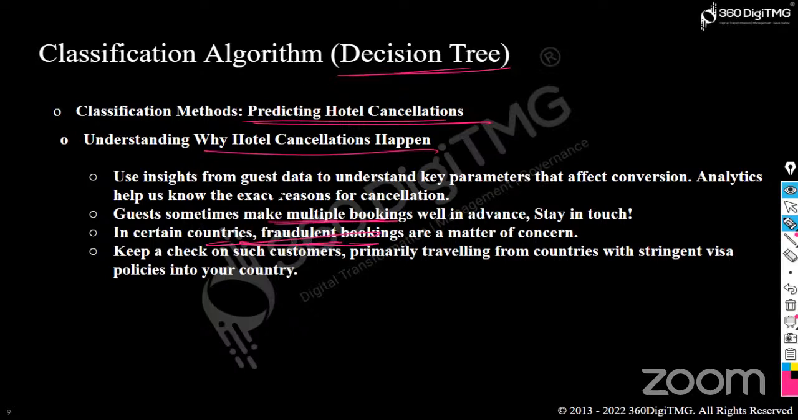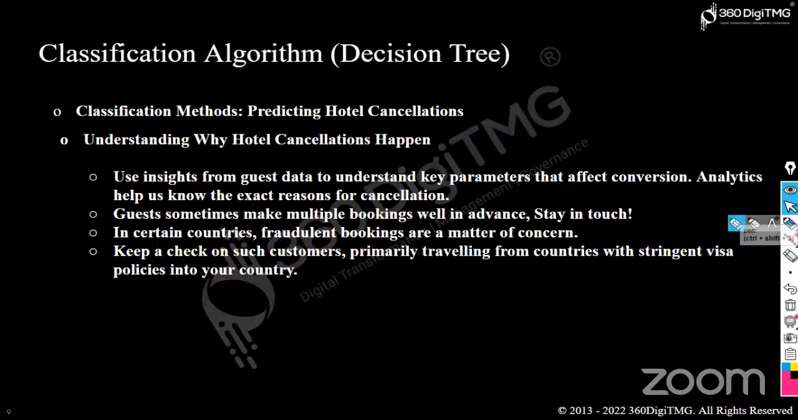So we do have some key parameters to understand that and what affects the conversion of a booked room into cancellation. So we need to follow up with the customers who booked and are traveling every now and then. You just need to follow their traveling, also their visa, whether they are traveling frequently from country to country, traveling for business work. So we just need to understand that data also.